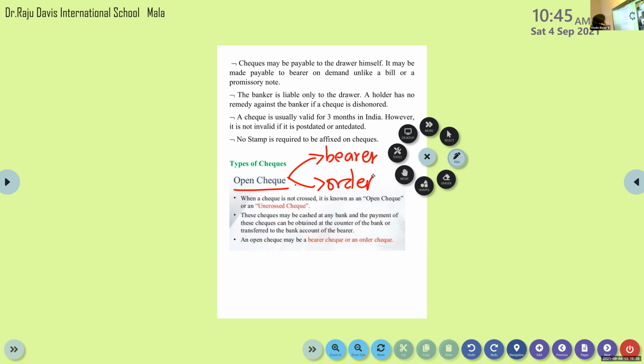In the simplest way, when a check is not crossed, it is known as an open check. A check which is not crossed is an open check. That is the simplest way of giving the meaning of open check. Now, open check actually means that when you take this check to the bank, you get the cash at the counter. They will give it in the form of cash itself in your hand. It is encashed at the bank counter. That is open check.